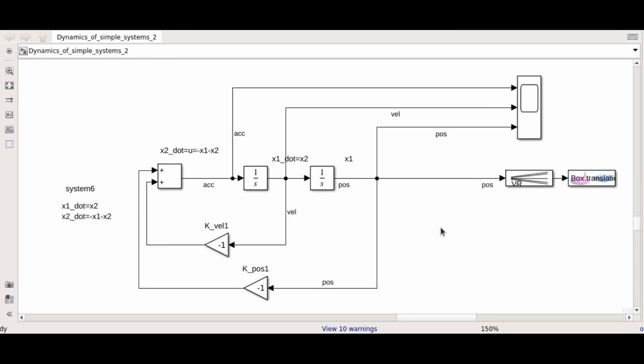Let us see the same in Simulink. Let us call this system as system 6. The definition goes as x1 dot equal to x2, x2 dot equal to minus x1 minus x2. In the Simulink model, you can see the acceleration, which is the x2 dot. It is the sum of minus x1 and minus x2.